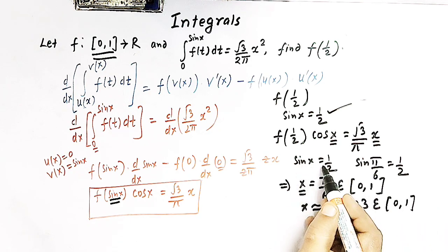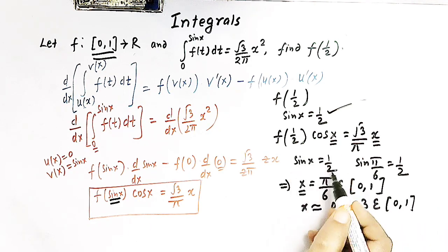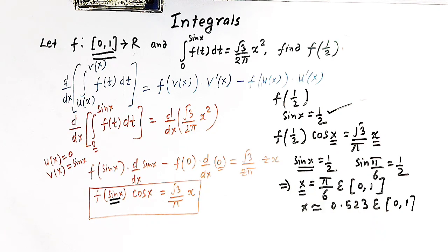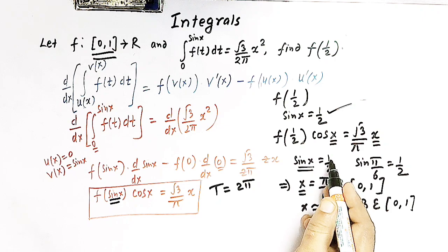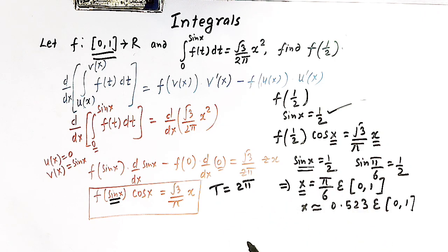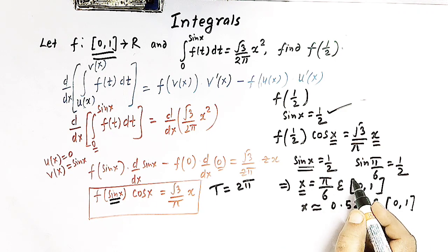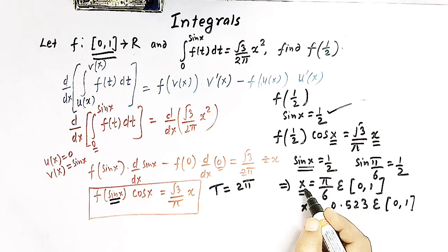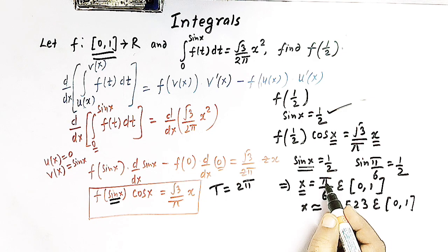Now see here, sine x is equal to half is a trigonometric equation, and we know that sine x is a periodic function with period T is equal to 2 pi, right? And sine x is equal to half has many solutions, but here x is equal to pi by 6 is the only solution which belongs to this interval or this domain, right? So we have to take only this value of x, that is pi by 6.